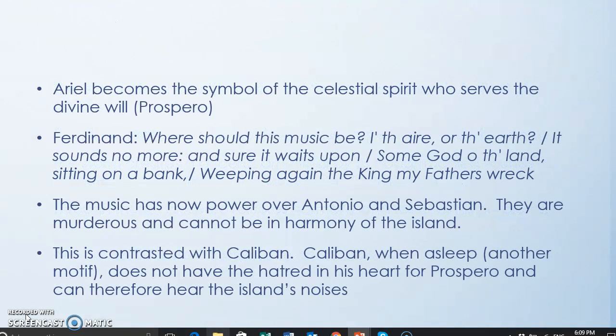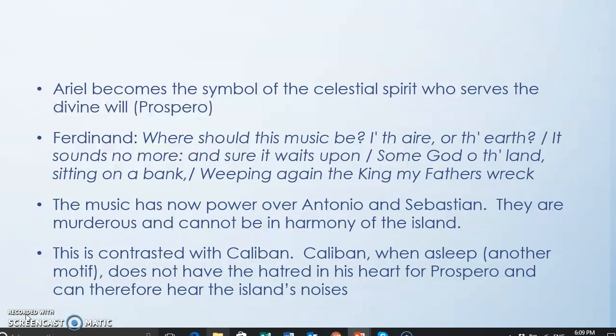Ariel is the symbol of the celestial spirit who serves the divine will, with Prospero being a symbol of the divine will and the need to restore the divine chain of being. And Ferdinand questions, where should this music be? The air or the earth? "It sounds no more, and sure it waits upon some god of the land, sitting on a bank, weeping again the king my father's wreck."